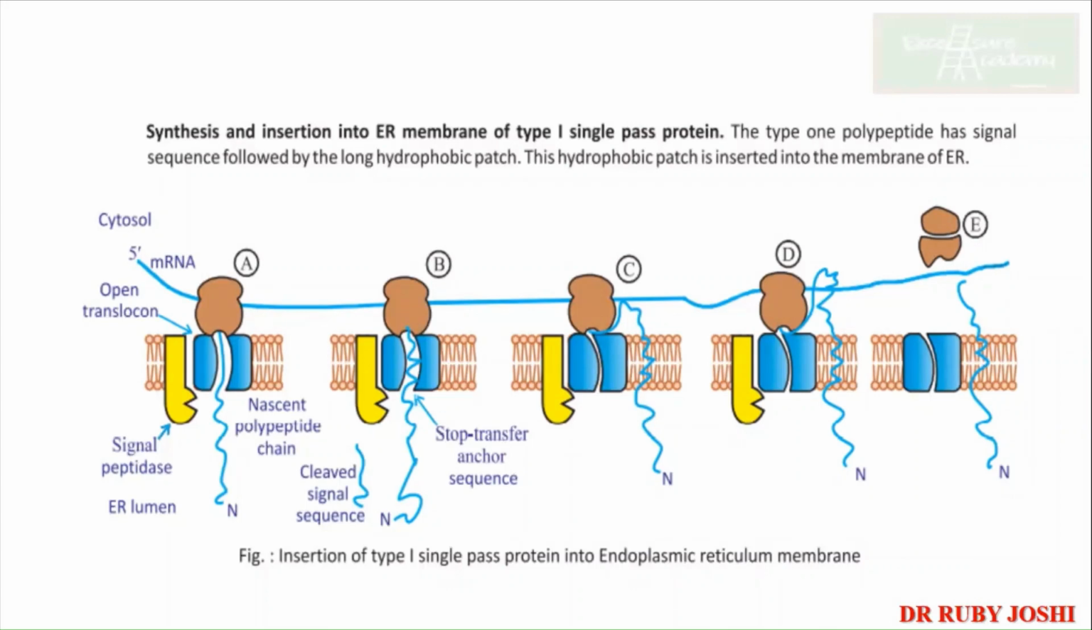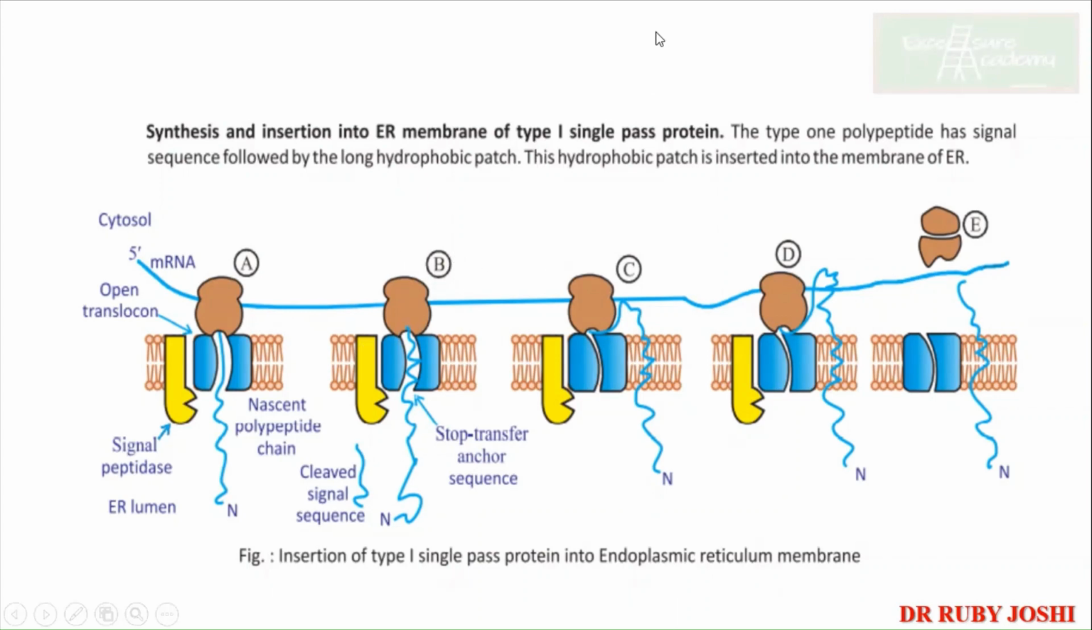Now, there are different types of proteins. Type 1 single pass proteins and type 2 single pass proteins are there. So what is this type 1 and type 2? Can anyone guess what it is? There was a slide where I mentioned what type 1 is. It's a signal sequence followed by a long hydrophobic patch. From the figure itself, it's very clear.